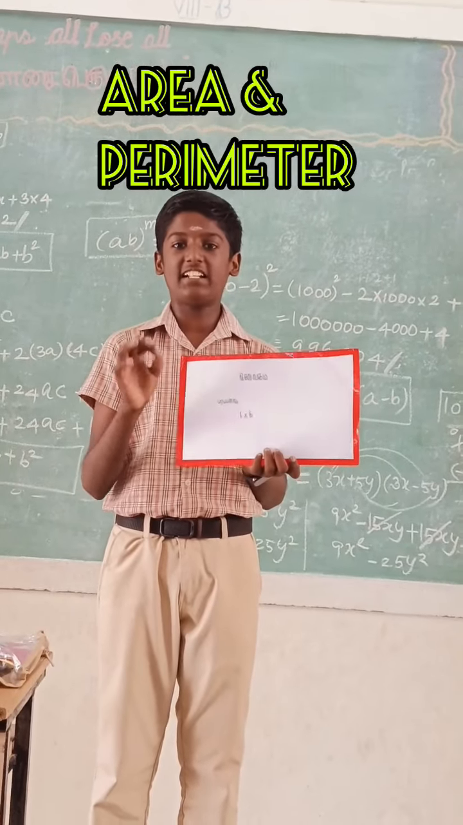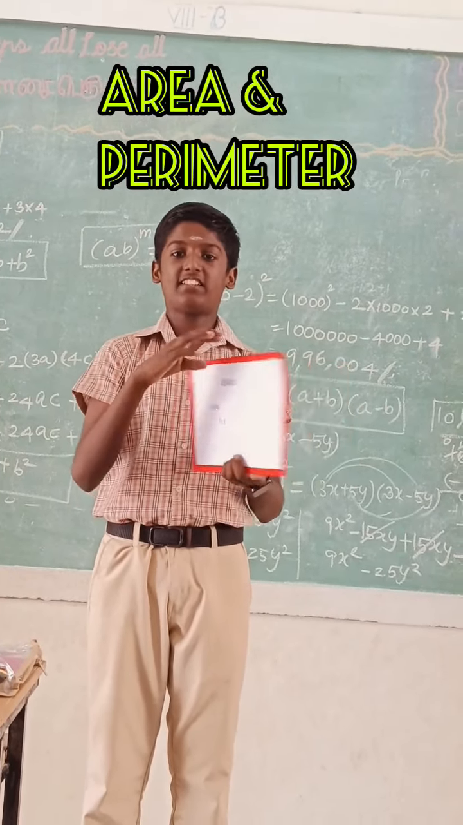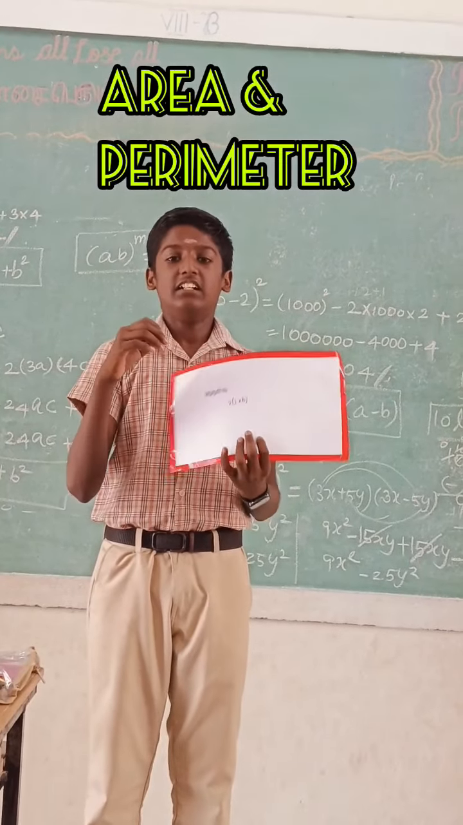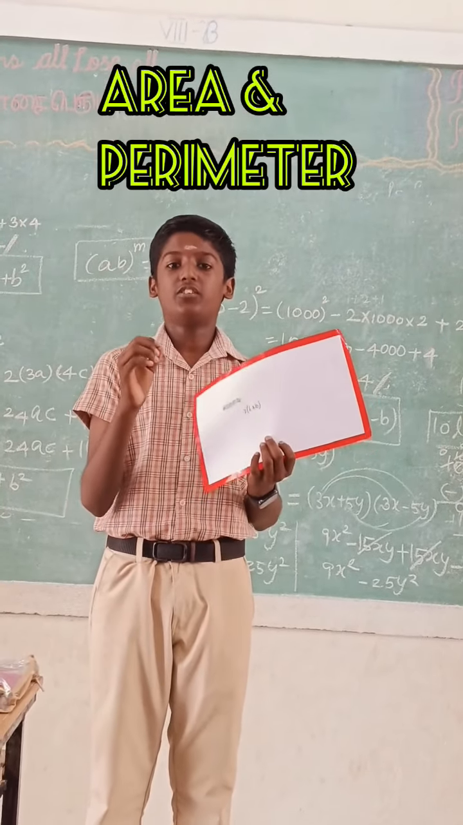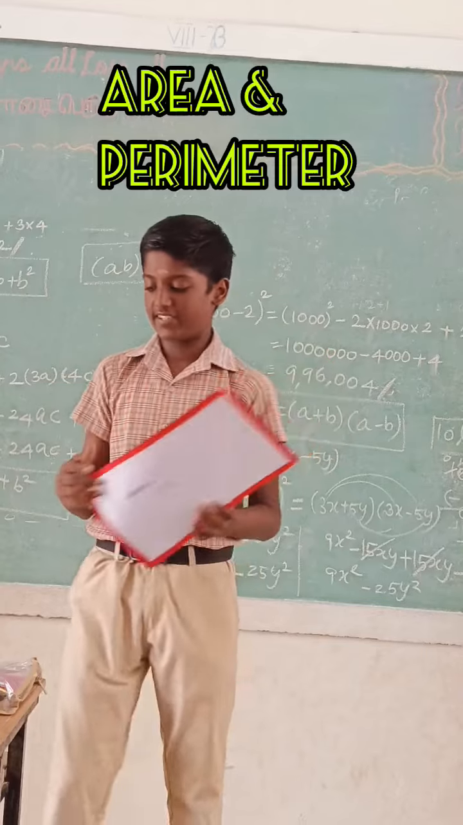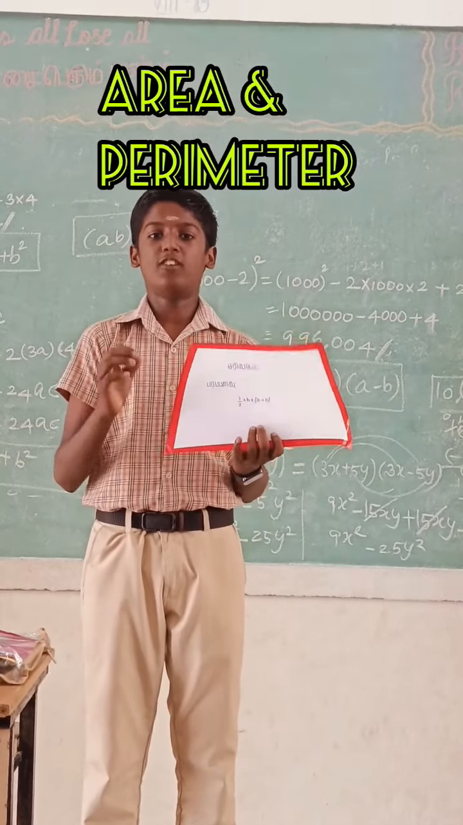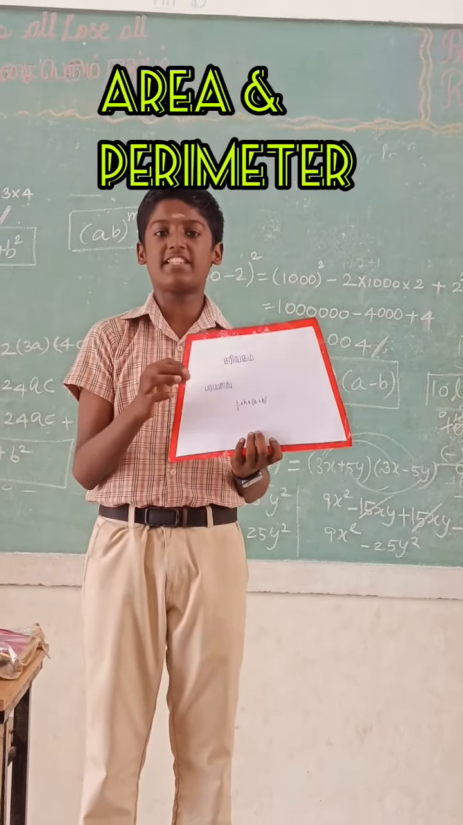Rectangle. Area of a rectangle is equal to length into breadth square units. Perimeter of a rectangle is equal to 2 into (L plus B) units. Trapezium: area is 1 by 2 into h into (a plus b) square units.